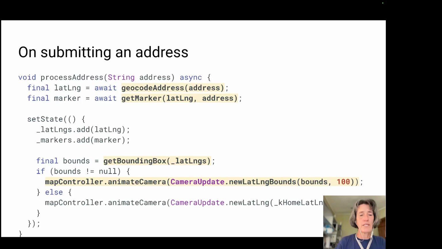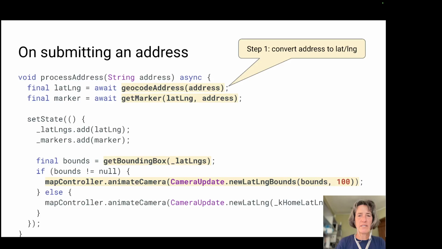So this is the code that gets all of this done. Here is step number 1, converting the address to latitude and longitude. So we are calling geocode address and it returns a lat long. Step 2 is creating the markers. So I build a function getMarker that takes the lat long and the address and returns a marker.